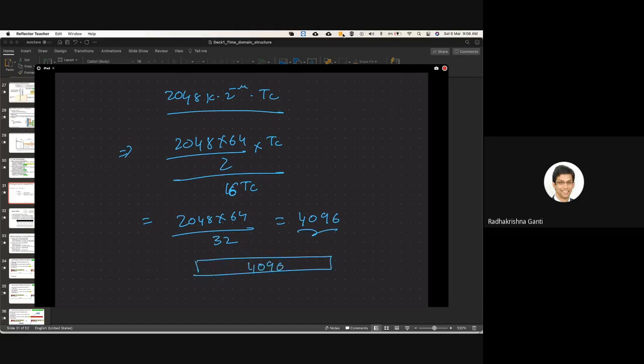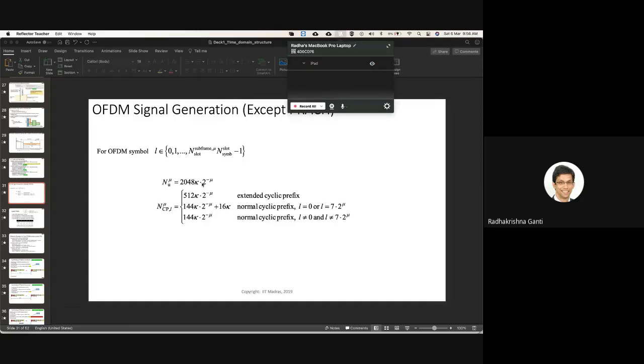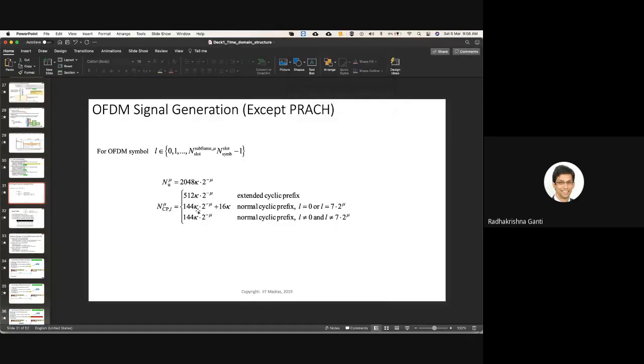That's what this particular expression tells. And the CP has two clauses. Remember, L was the OFDM symbol number. When L is equal to 0 or L is equal to 7 into 2 mu, with mu equal to 1 for 30 kilohertz subcarriers basically, okay. For L equal to 0 and L equal to 14, you have a different cyclic prefix length, whereas for L not equal to 0 and L not equal to 14, you have a different cyclic prefix length. Okay. So that is what we come to.